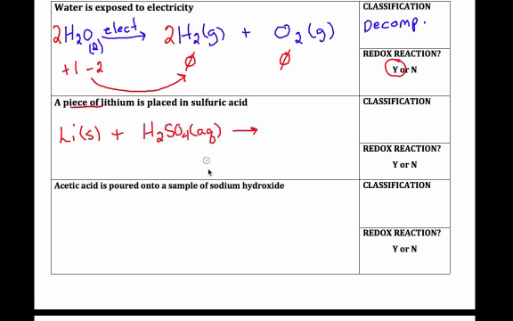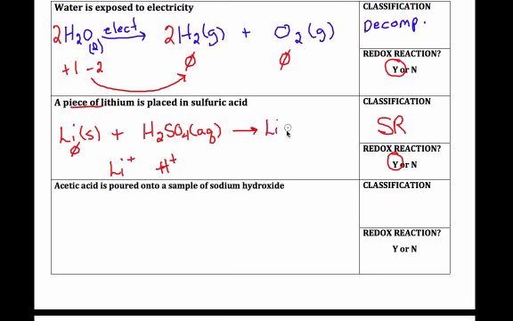Okay. Now, the lithium wants to become lithium plus 1. It's lithium 0 right now. It wants to become plus 1, so we know we're dealing with a redox. We know we're dealing with a single replacement because I have an element plus a compound. So the lithium is going to replace the H plus in the acid.